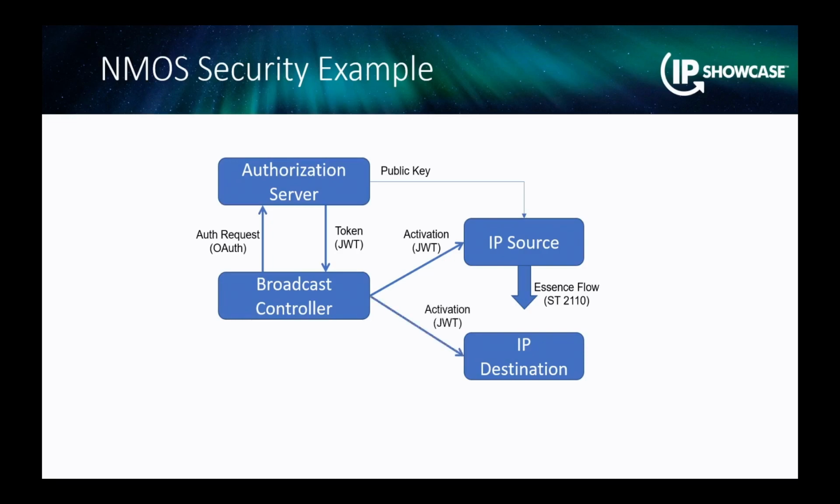Now the controller tells the destination, hey, here's the same JWT token. Please subscribe to this source stream. He says, wait a minute, is that legit? Yes, it is. I compared it against the public key. Great. Now it all happens.